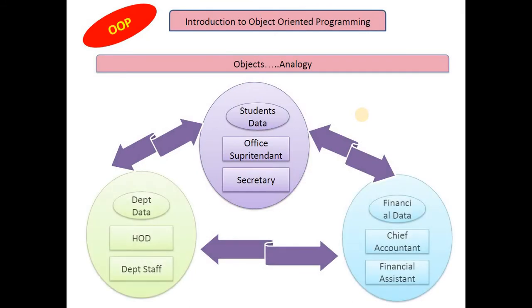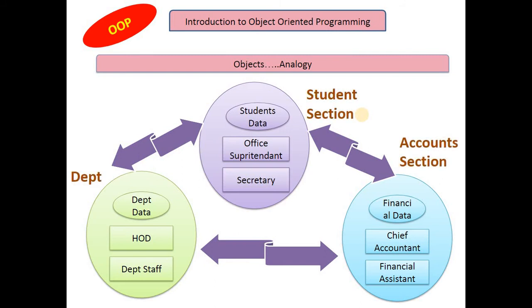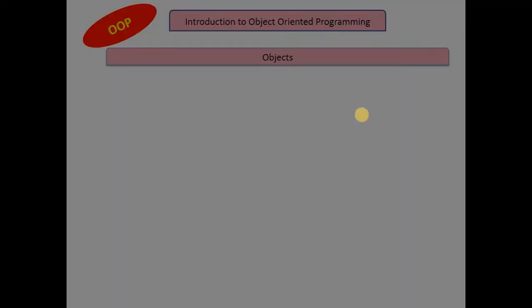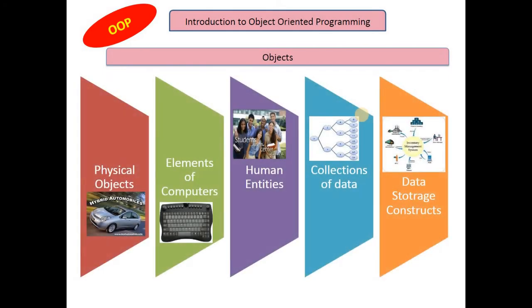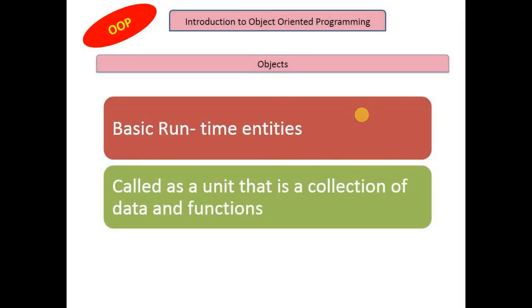Here an analogy can be considered, which I already discussed: student data can have a secretary, financial data can have a chief accountant and financial assistants, whereas a department can have an HOD and department staff. So, an object can be a physical object, it can be computers, human entities or a collection of data, and many more. Basically, the object definition is known as a runtime entity.